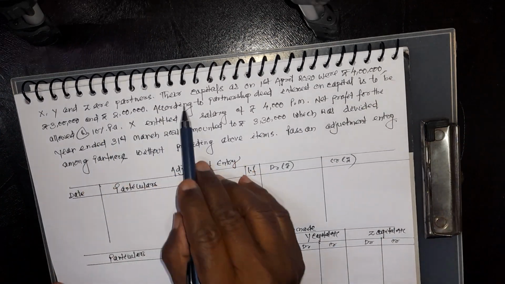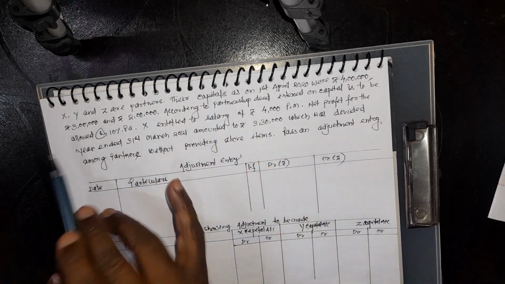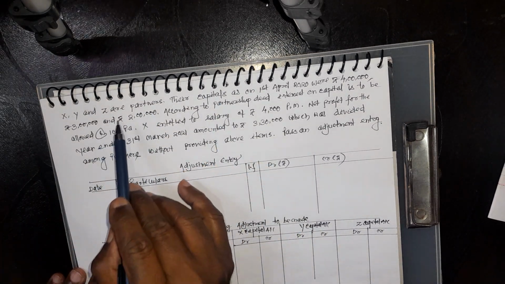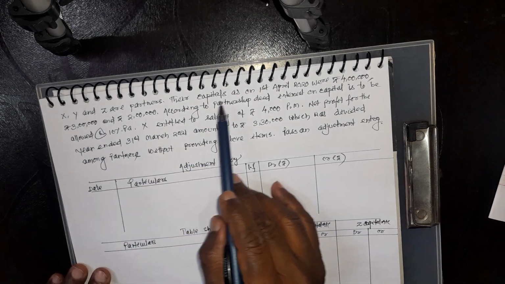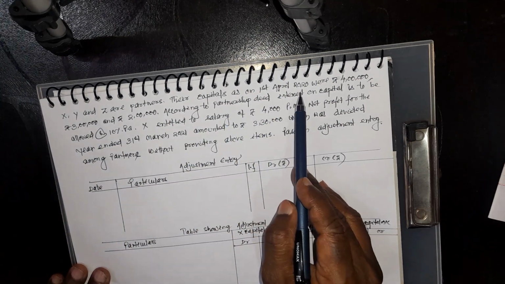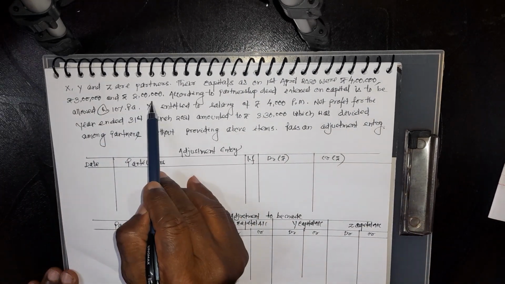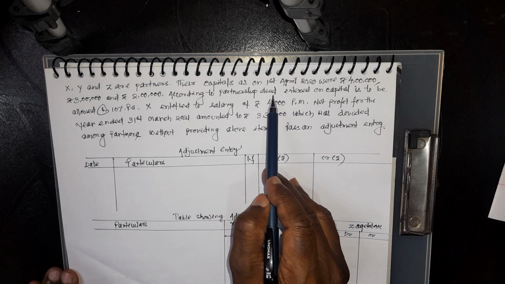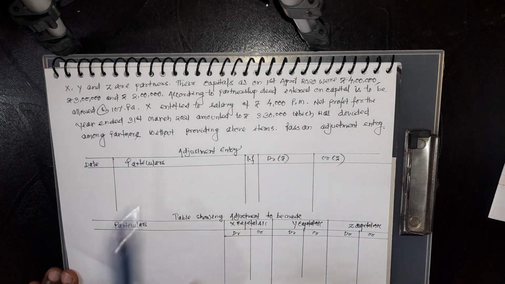X, Y and Z are partners. You see now, X, Y and Z are partners. In the last question I gave the profit sharing ratio, but here the profit sharing ratio is not mentioned. Their capitals as on 1st April 2020 were 4 lakh, 3 lakh and 2 lakh. According to the partnership deed, interest on capital is to be allowed at the rate of 10% per annum.